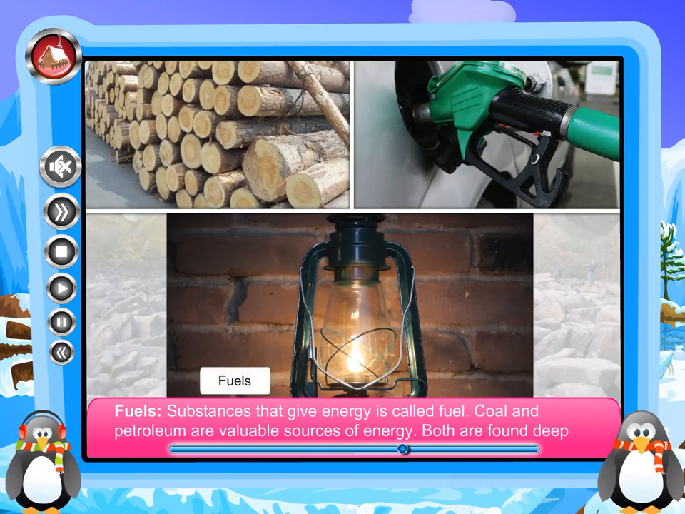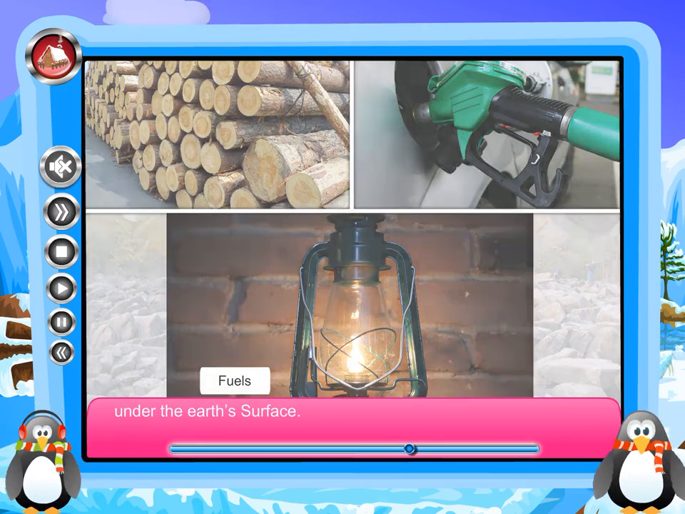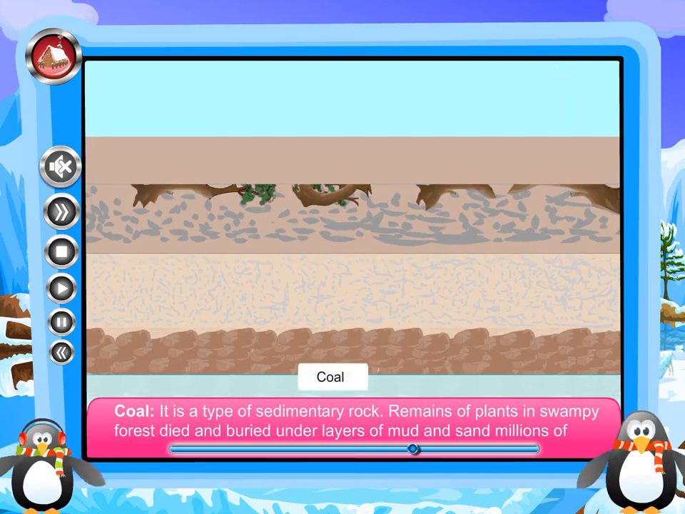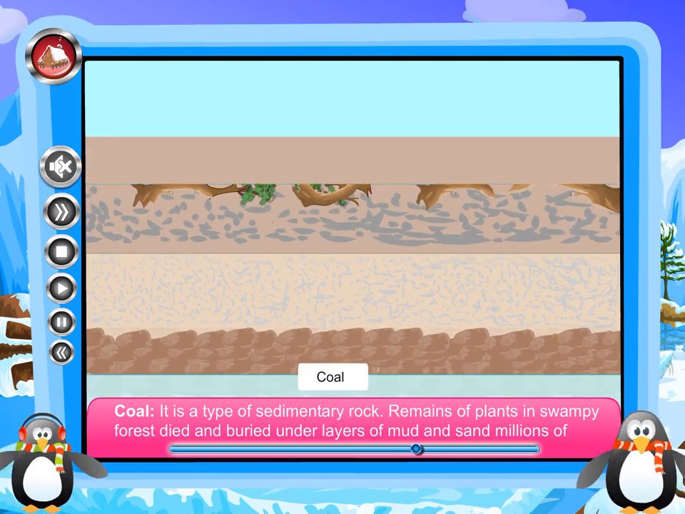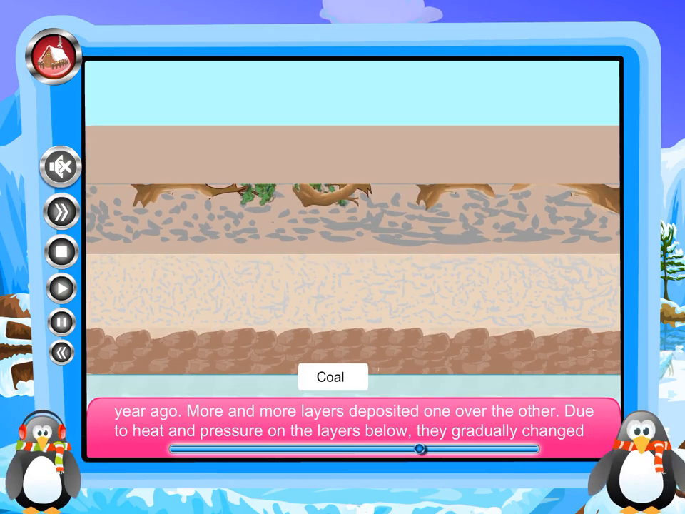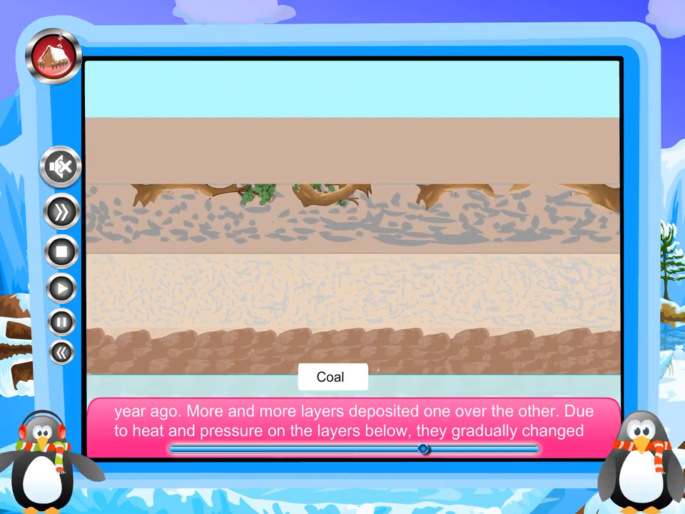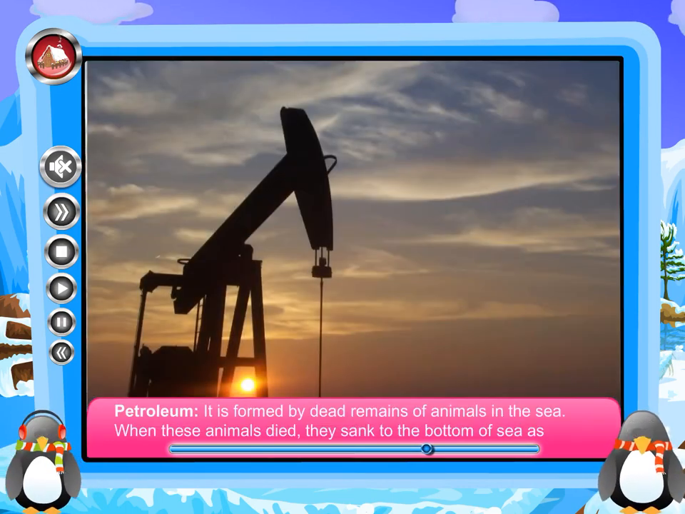Fuels. Substances that give energy are called fuel. Coal and petroleum are valuable sources of energy. Both are found deep under the Earth's surface. Coal. It is a type of sedimentary rock. Remains of plants in swampy forests died and were buried under layers of mud and sand millions of years ago. More and more layers deposited one over the other. Due to heat and pressure on the layers below, they gradually changed to form coal.